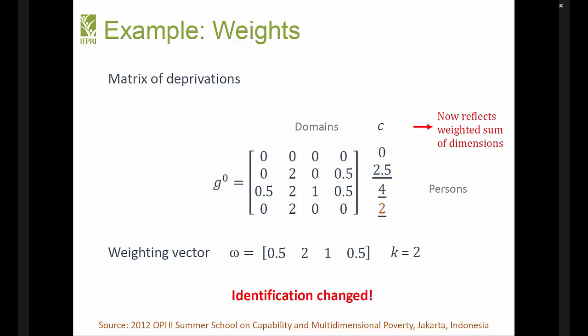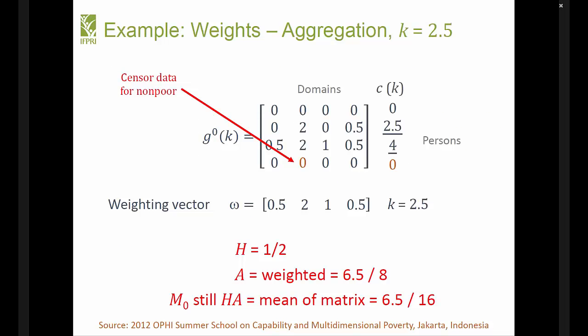Okay. Now we get to censoring. So to aggregate, we censor. Now I have it correct. See? So we censor this person. And then what happens? K is now 2.5. When we censor, why don't we use k of 2? No, if k was 2, you would not censor this person because this person would be deprived. So we censor the data for the non-poor.